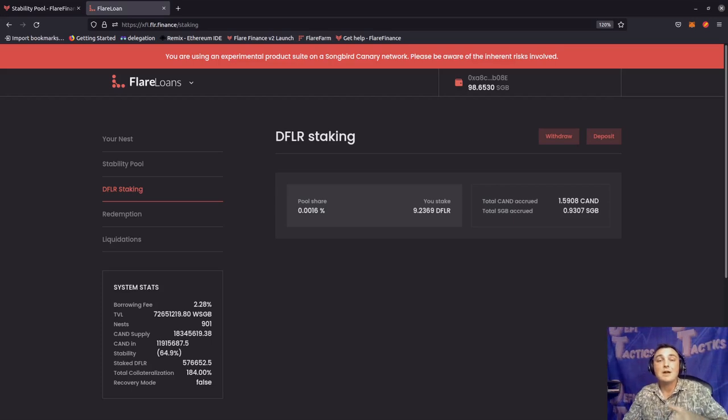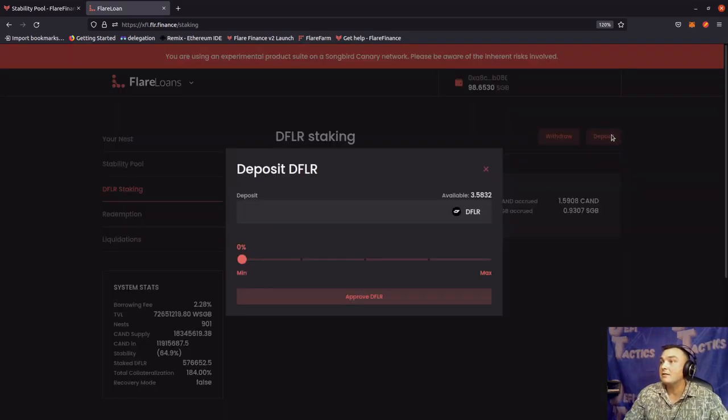However, I still have that one Canary dollar that I withdrew from the stability pool. As you can see, in the DeFlare staking pool, we've earned 1.59 Canary dollar and just under one Songbird over the past 3 days. So I'm going to wait until I deposit this DeFlare into the DeFlare staking, which will automatically claim these rewards, and then we'll jump back to the stability pool where I can deposit these Canary dollar rewards as well. So let's go ahead and click deposit.